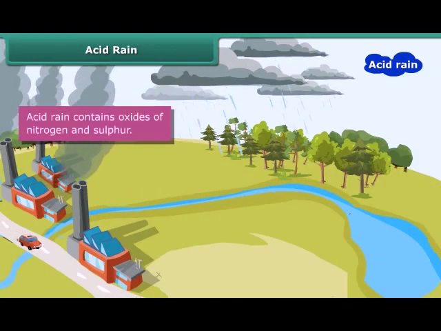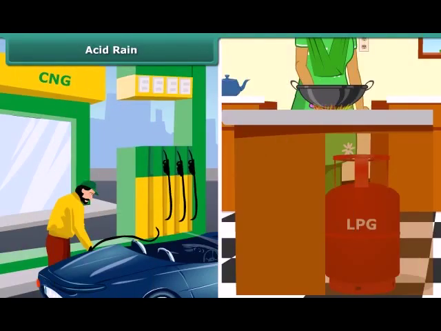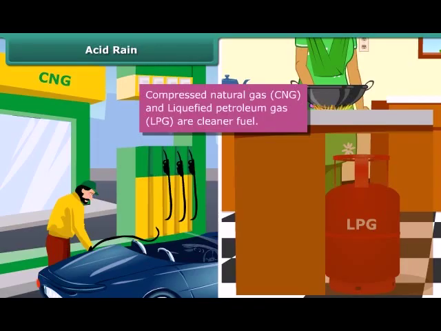These gases react with the water vapors present in the atmosphere to form sulfuric acid and nitric acid, which fall as acid rain. What can reduce the acidic rain? Use of clean fuels like compressed natural gas, CNG, and liquefied petroleum gas, LPG, can reduce the acidity of rain.